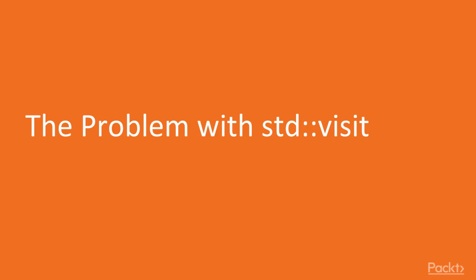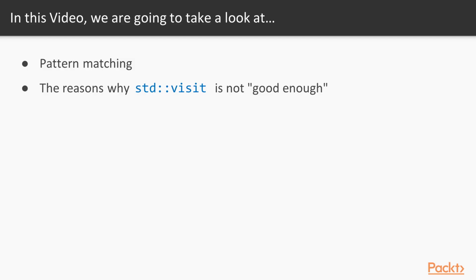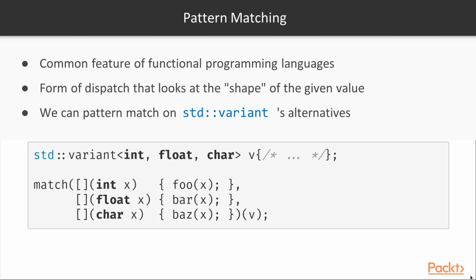The problem with std::visit. In this video, we're going to take a look at pattern matching and the reasons why std::visit is not good enough. Pattern matching is a common feature of functional programming languages. It's a form of dispatch that looks at the shape of a given value and allows you to destructure its shape and perform an action depending on it.